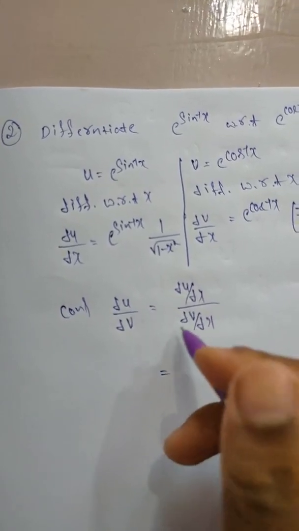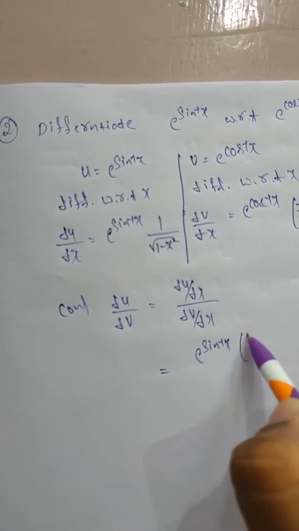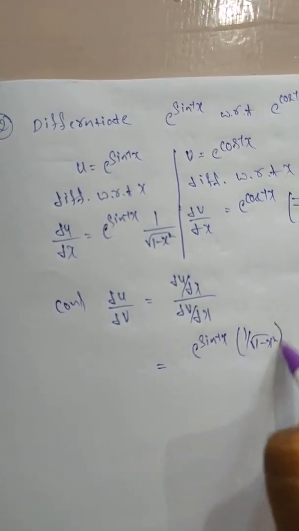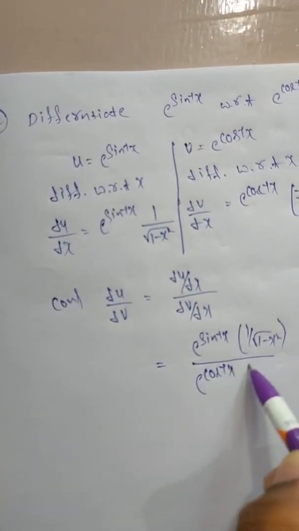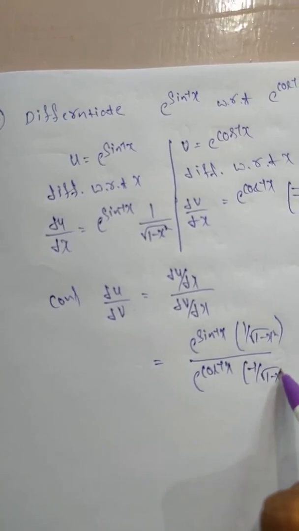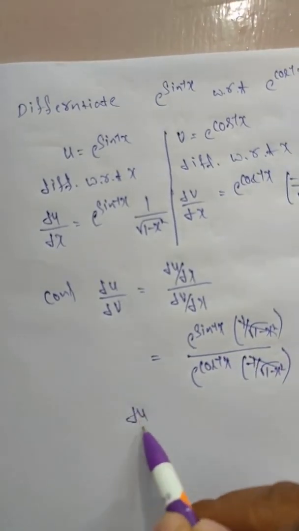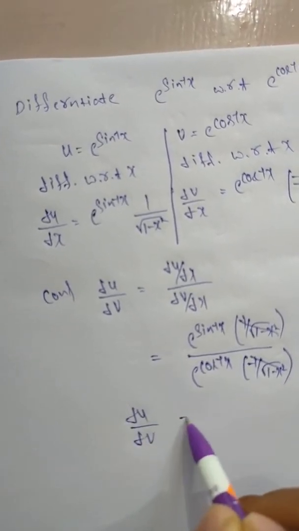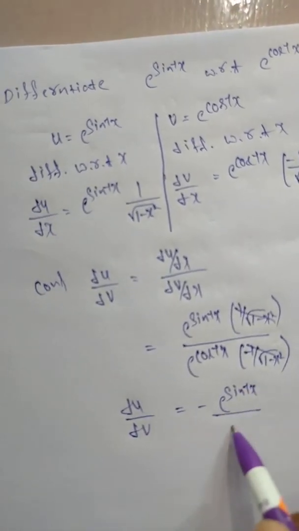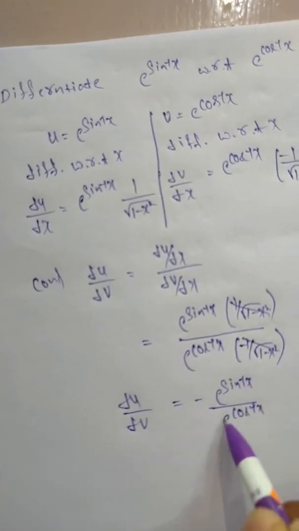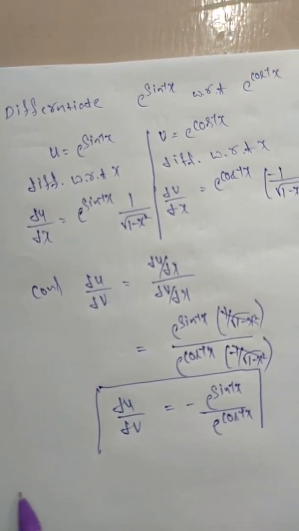Now this is equal to, what is du by dx? E to the power of sin inverse x into 1 by root of 1 minus x square, divided by e to the power of cos inverse x into minus 1 by root of 1 minus x square. 1 by root of 1 minus x square and 1 by root of 1 minus x square cancel. So du by dv is equal to minus e to the power of sin inverse x by e to the power of cos inverse x. So this is the answer. Is it clear?